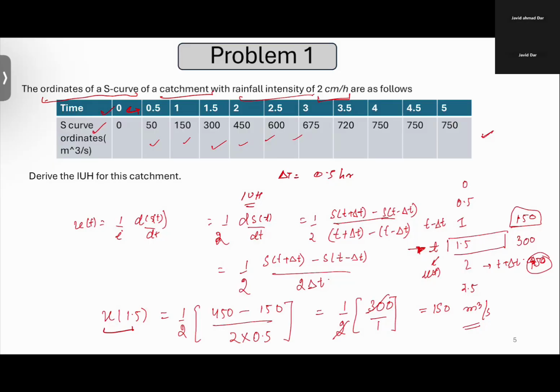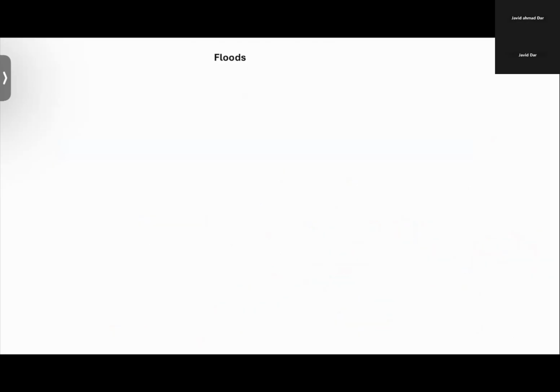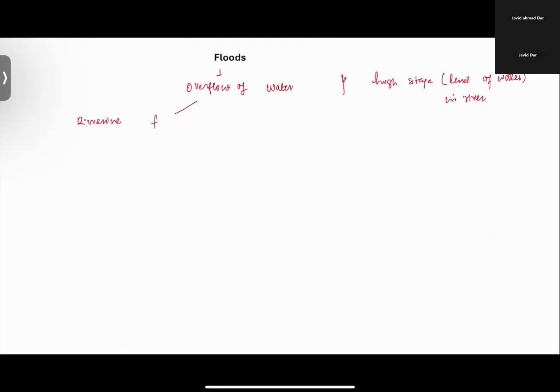If not, then we can go to tutorial number 8, in which you are taught about floods. Floods is just, we can say, an overflow of water, or some may say it is a high stage or level of water in a river. There are different types of floods that can occur. I will just write them. One is riverine flood, another is flash flood, then you have coastal flood, then storm surge, and then urban flood.